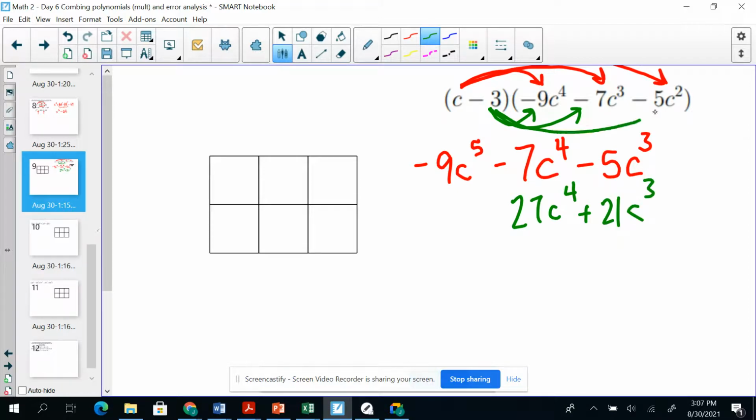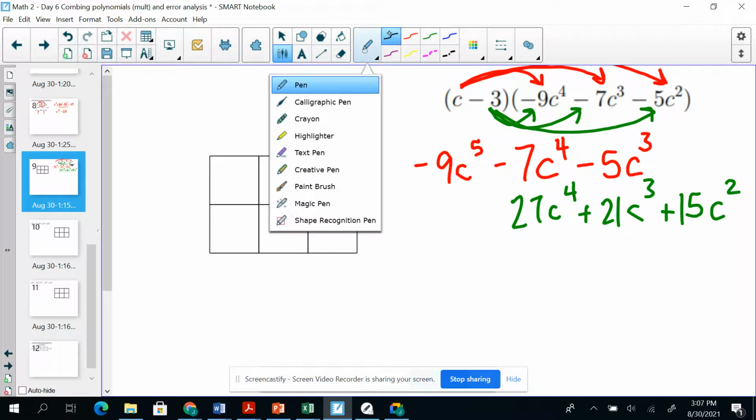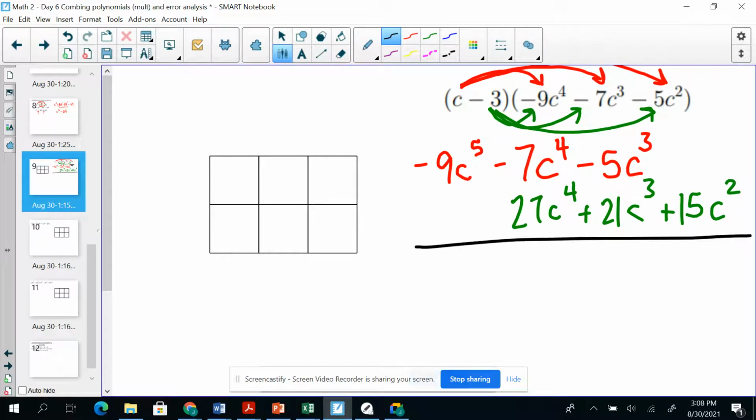And then negative 3 times a negative 5c squared. So negative 3 times negative 5 gives me a positive 15. And there's no c in the 3, so c squared sticks. And it's just c squared. Then at this rate, you can work straight down and combine your like terms. So negative 9c to the 5th is still the front term, because again, 5, 4, 3, 2 is in standard form, so descending order.